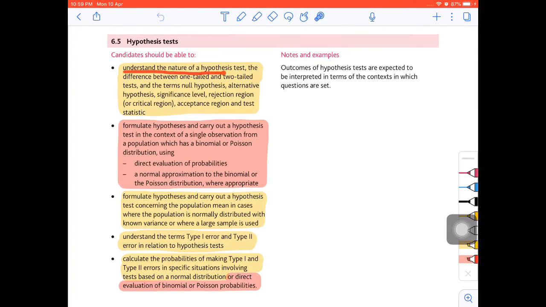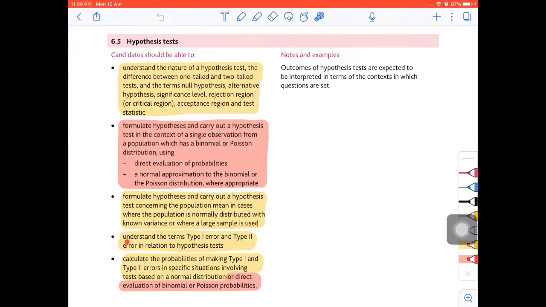Understand the nature of a hypothesis test, the difference between one-tailed test and two-tailed test, the terms null hypothesis, alternate hypothesis, significance level, rejection region, acceptance region, and test statistic. Then there is formulate hypothesis and carry out a hypothesis test concerning the population mean in cases where the population is normally distributed. Normally distributed is the keyword, with known variance or very large sample is used.